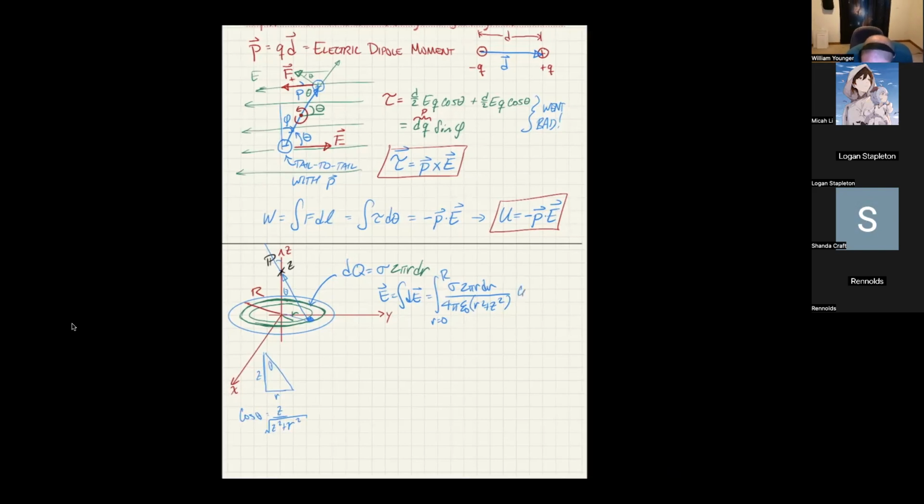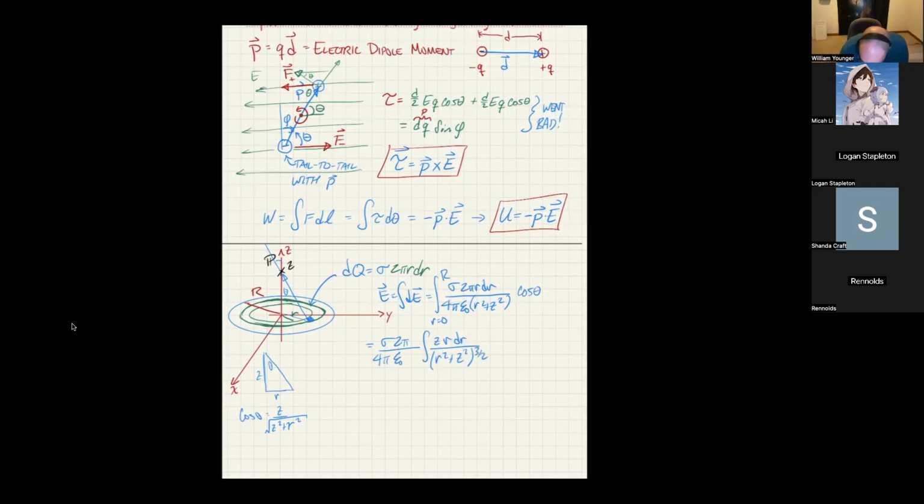So I'm going to put in a cosine theta there, and this is going to become sigma times 2 pi over 4 pi epsilon naught integral of r dr. And then, of course, cosine theta is supposed to be z, so I'm going to get a z on top. And then I've got a r squared plus z squared to the 1 power, but now I've got to multiply it by the square root. So now I'm back to the 3/2 again. Now this isn't so bad.